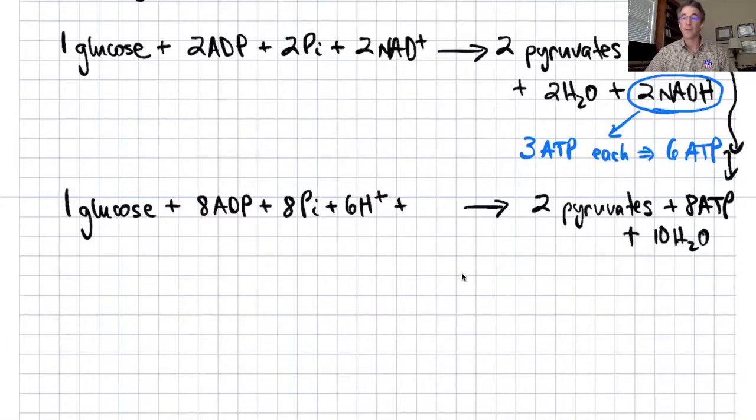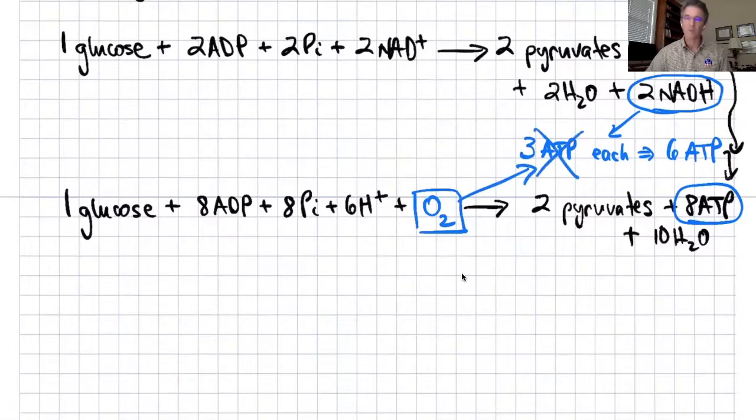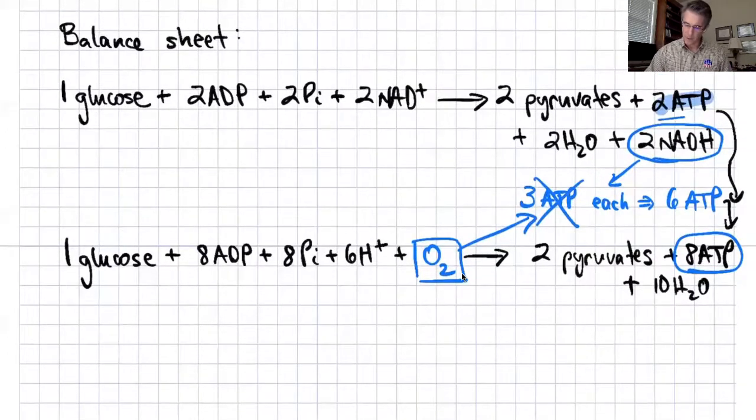That's really good. There's only one little problem. To get that yield, you need something else. You have to have oxygen. If there's no oxygen around, you don't get these guys. Without oxygen, all you get are 2 ATP per glucose. And to see why, we'll explore that issue in the next video.